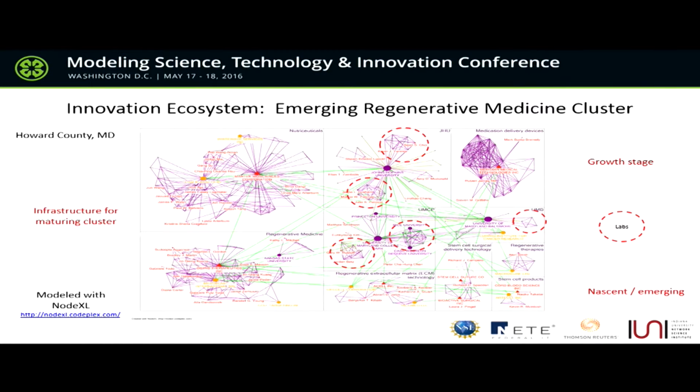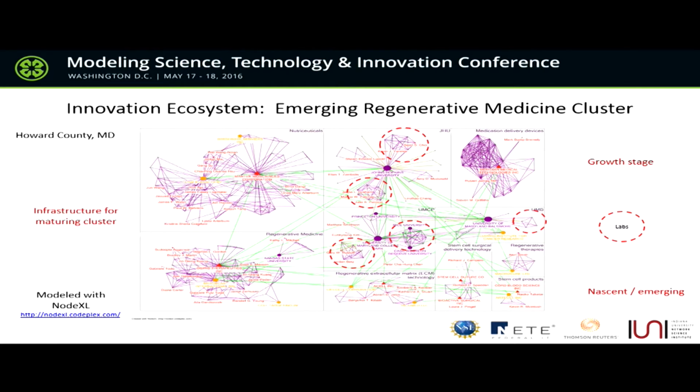And then finally, a policy outcome. This is a network my students and I did, an analysis of Howard County, Maryland last fall, and this is one of the more interesting findings, which is a regenerative medicine cluster.